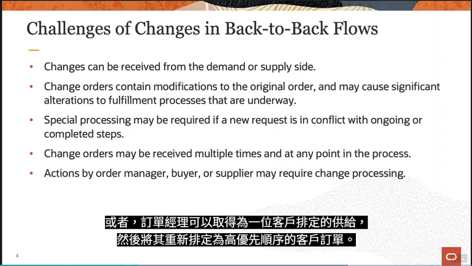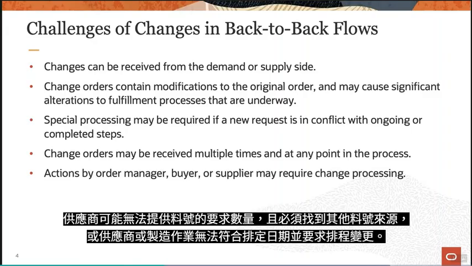Perhaps the supplier cannot provide the requested quantity of the item and an additional item source must be found. Or the supplier or the manufacturing cannot meet the scheduled date and asks for a schedule change. Perhaps the supplier needs to cancel the entire supply or the PO. Or the buyer may change the delivery date because the supply is already on a purchase order.